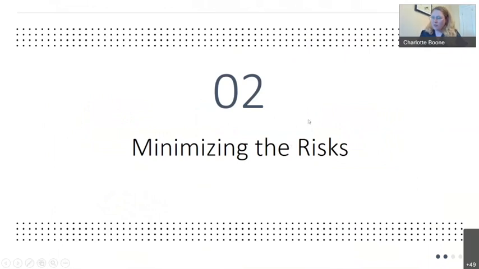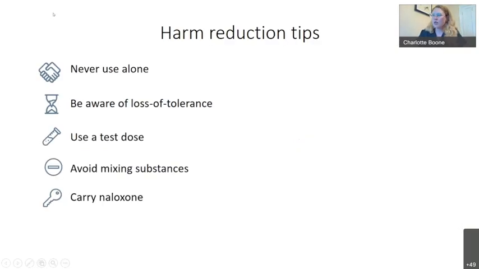Okay, so I hope I've impressed upon everyone that the landscape is extremely risky. So as individuals, as citizens, people using drugs, or people educating and speaking with people using drugs, how are we going to help minimize the risks associated with this? So I've listed 5 harm reduction tips here. These are by no means the only harm reduction tips out there, but there are kind of 5 of the common ones that I will rattle off.